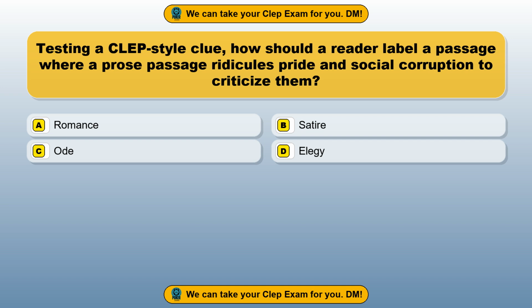Question 64. Testing a CLEP-style clue. How should a reader label a passage where a prose passage ridicules pride and social corruption to criticize them? Option A, romance.